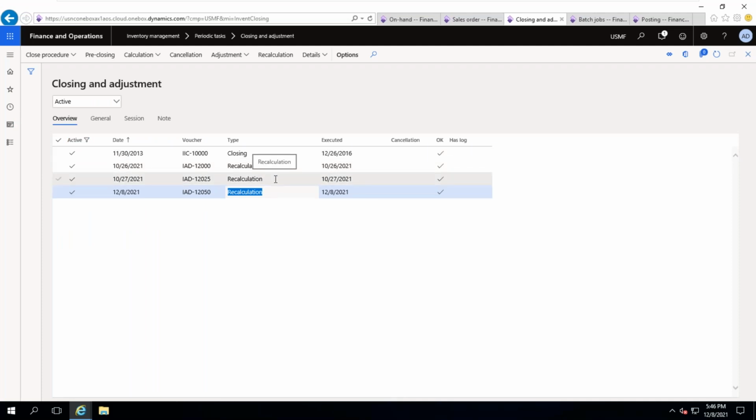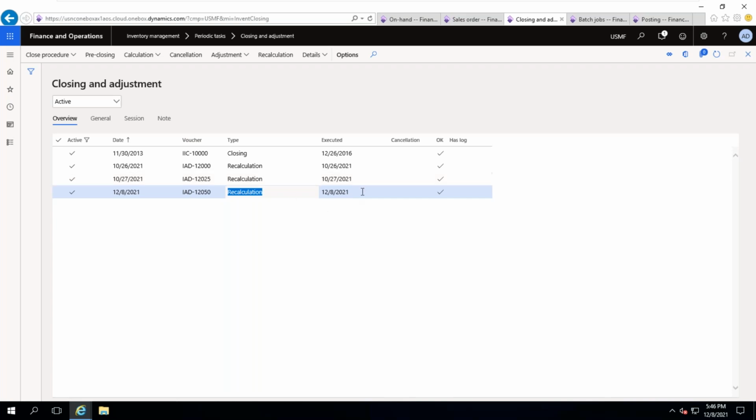And if you are confident, suppose today it is December 12th and I'm not going to post any inventory transactions for the month of October, then I can run inventory closing for October. Once you are confident that for November also I'm not going to post any transactions, backdated transactions also I'm not posting, then you can run that inventory closing.